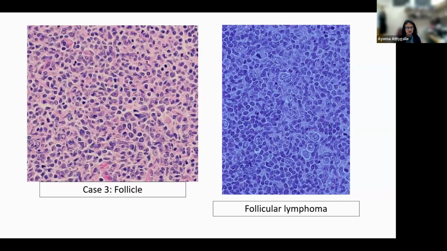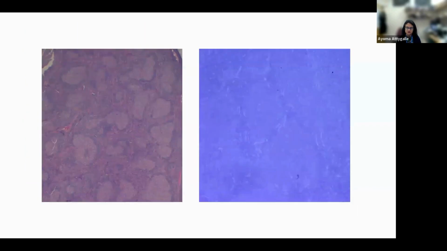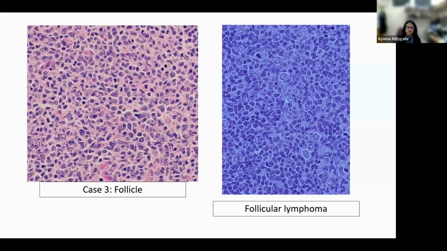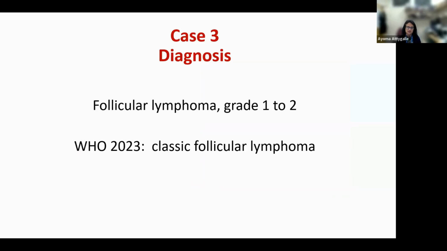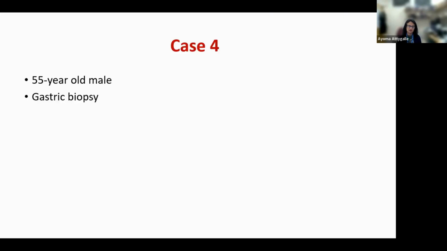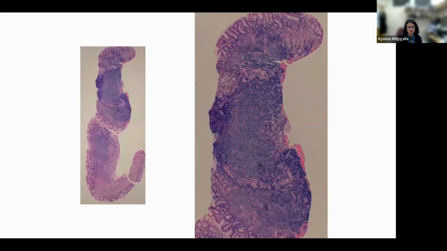This is our case, and this is the follicular lymphoma that I just showed you on the right here. Actually, the cytology is better preserved in this case when you look on higher power. So the diagnosis of case 3 is follicular lymphoma grade 1 to 2, or classic follicular lymphoma. So the last case I'm going to show you is a 55-year-old male, and this time we are moving away from a lymph node. This is a gastric biopsy.